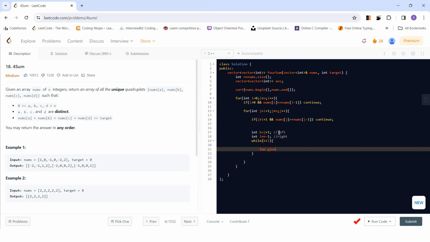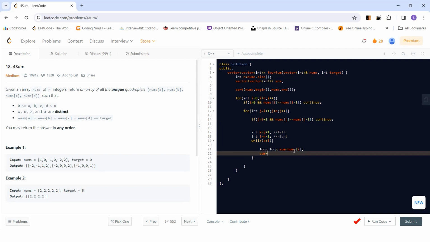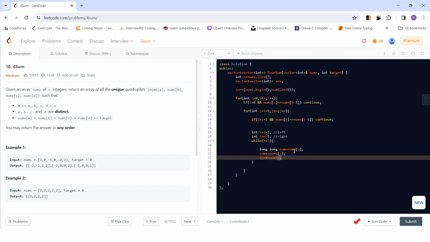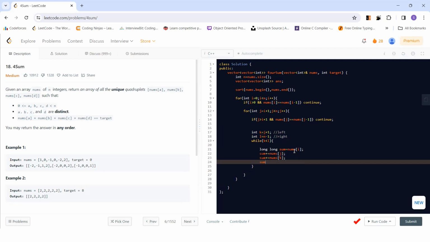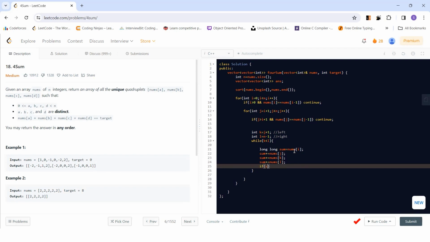Now we'll try to calculate the sum, long sum. We take this sum as long because it may go out of bound. So we'll take this as long instead of int, right? nums of i, then sum plus equal to nums of j, then sum plus equal to nums of k, then sum plus equal to nums of l also, right? Now we'll check if sum is equal to the target value.